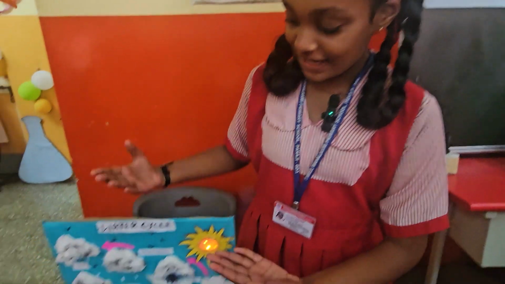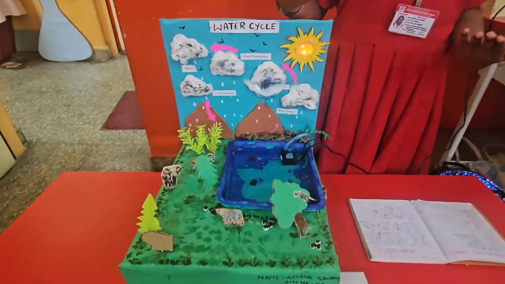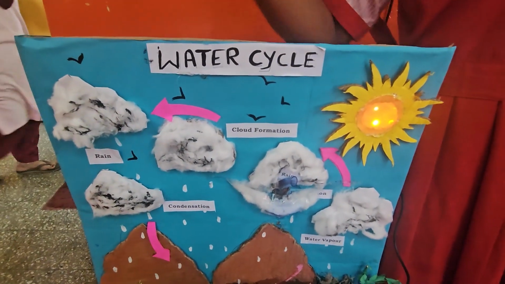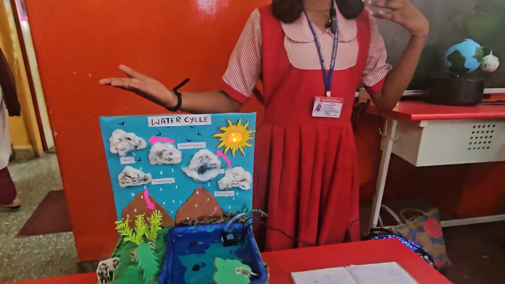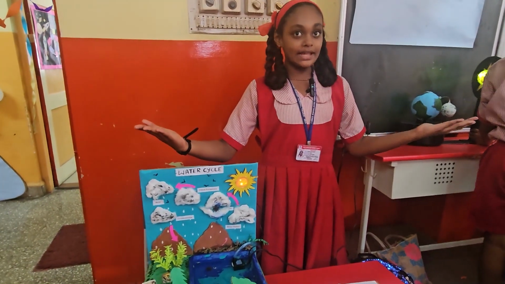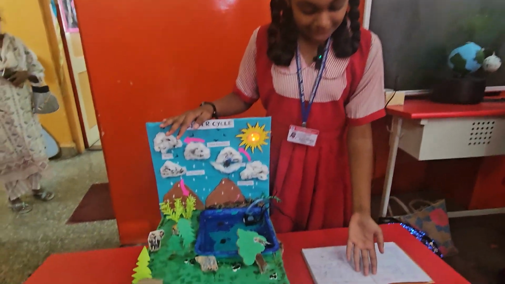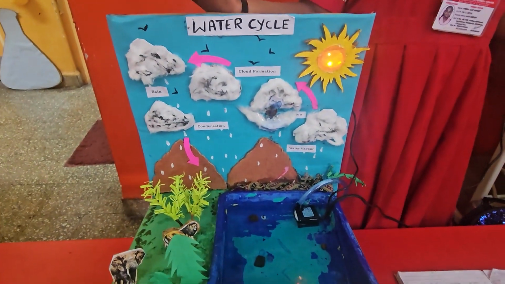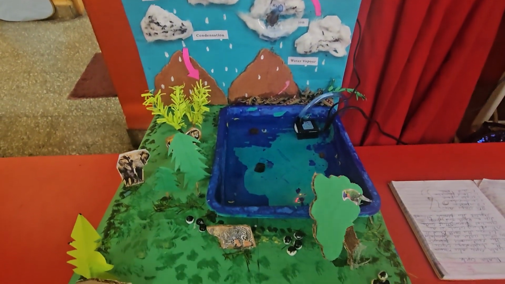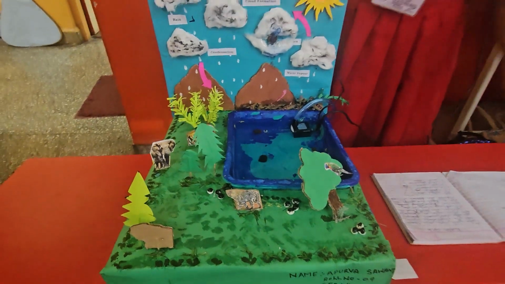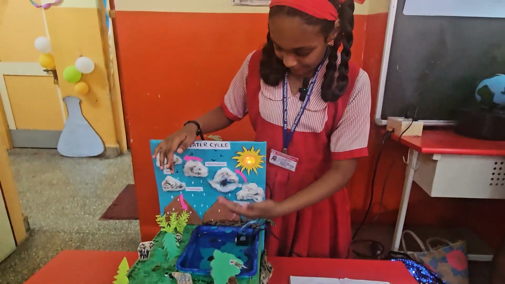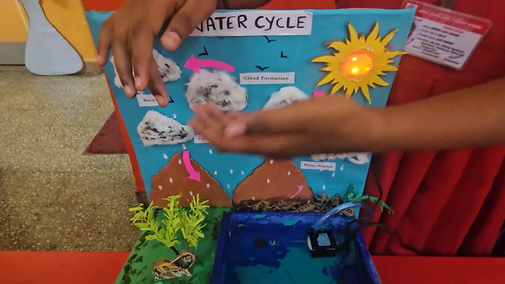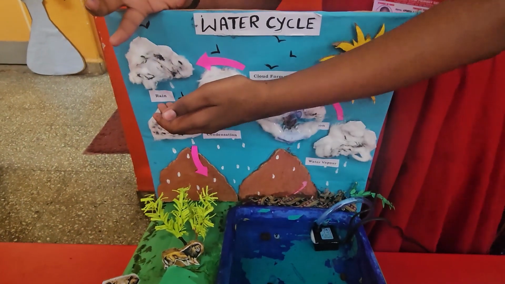Today's exhibition is on the water cycle. The water cycle is mainly known as the hydrological cycle. The water cycle is the continuous process by which water is circulated. The steps are water vapor, evaporation, cloud formation, condensation and rain.